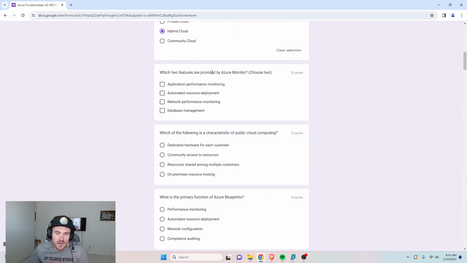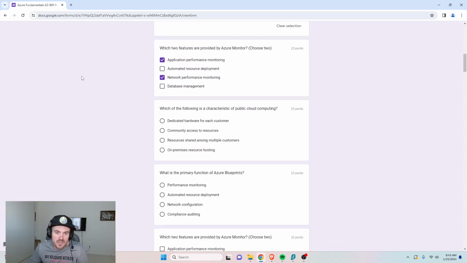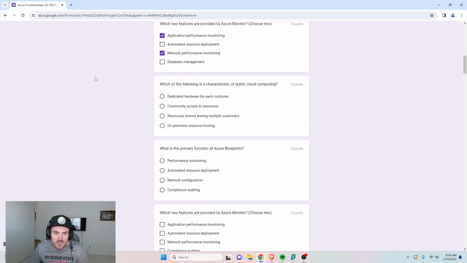Which two features are provided by Azure Monitor? So, application performance monitoring. That definitely sounds about right. Automated resource deployment. Not sure about this one. That sounds more like Azure Resource Manager and ARM templates. Network performance monitoring. That sounds about right. And then database management. That's not necessary. Again, we're monitoring, not managing. So I'm going to rule that one out. I'm going to go with these two. It helps that they have monitoring in the name. So there you go. Those should be the correct ones.